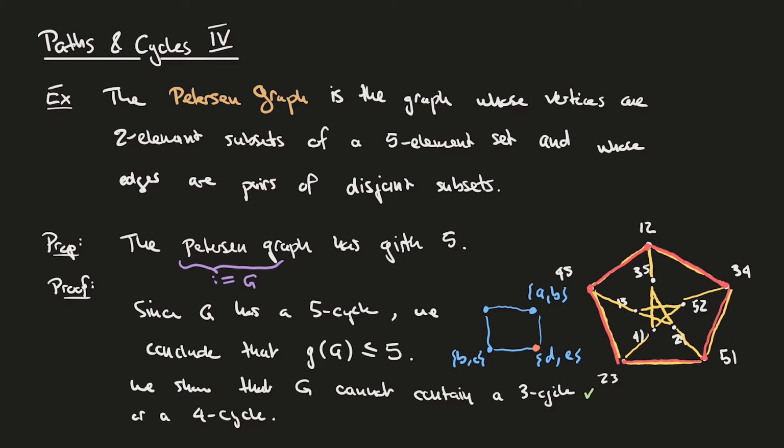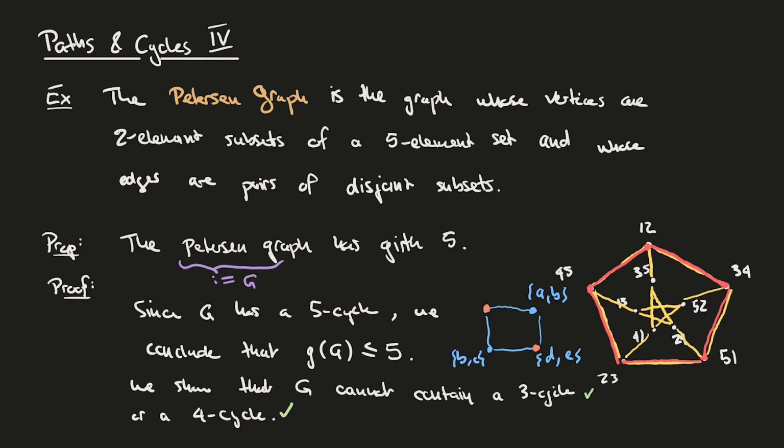However, now we've again used all the 5 elements from our 5-element set. So there aren't any remaining elements that we could assign to this other corner of the square. So in fact, such a square can't exist in the Petersen graph. In other words, any two non-adjacent vertices in the Petersen graph can have at most one neighbor, and having a square in the Petersen graph would require two non-adjacent vertices to have two neighbors. Thus, we've also shown that the Petersen graph can't contain any 4-cycle.